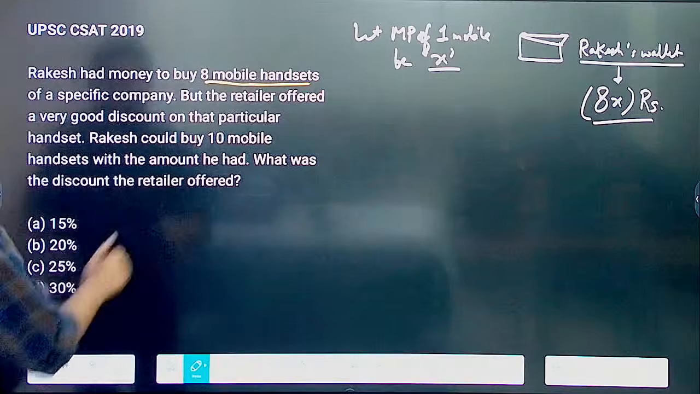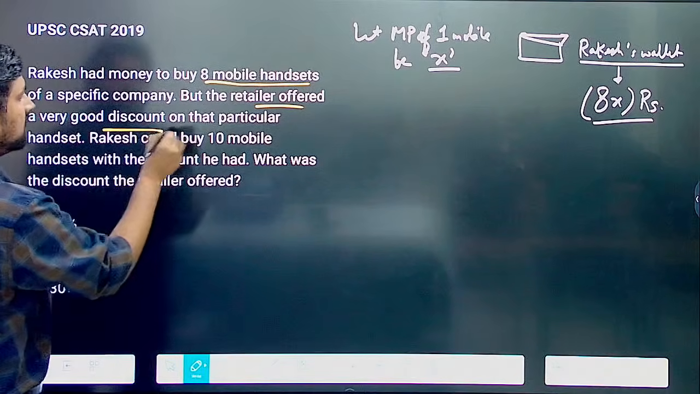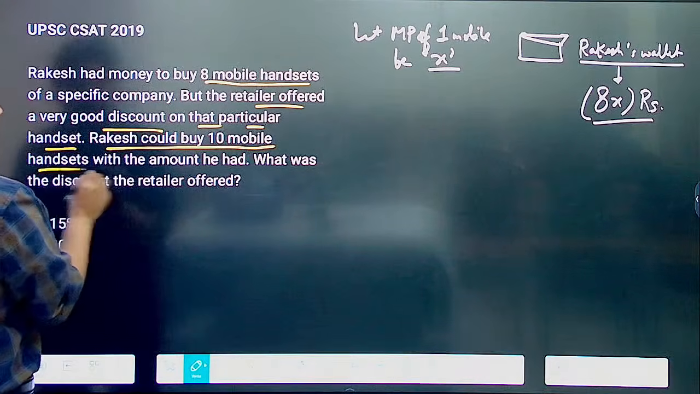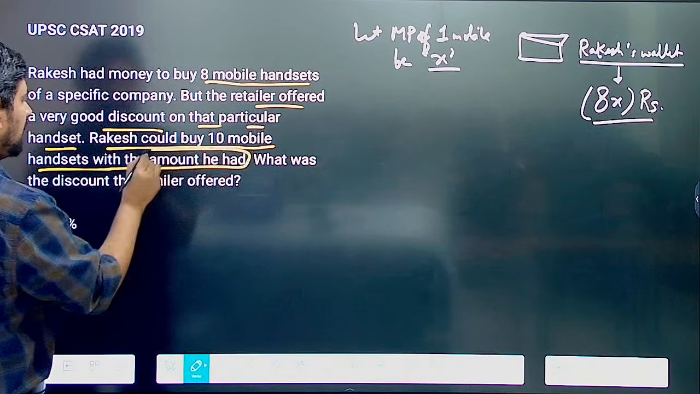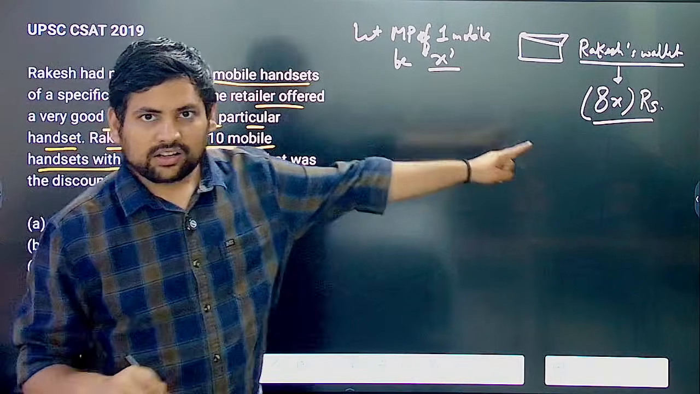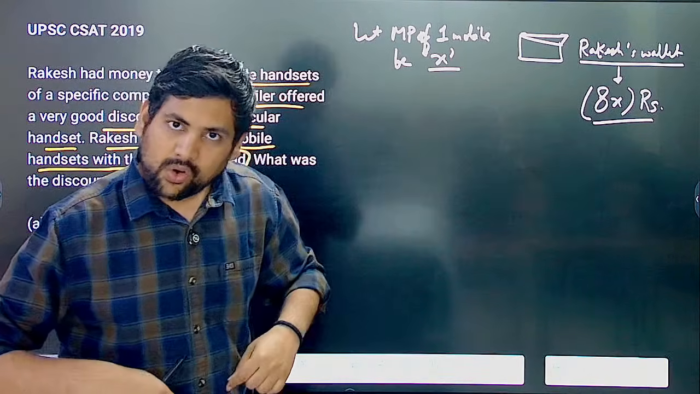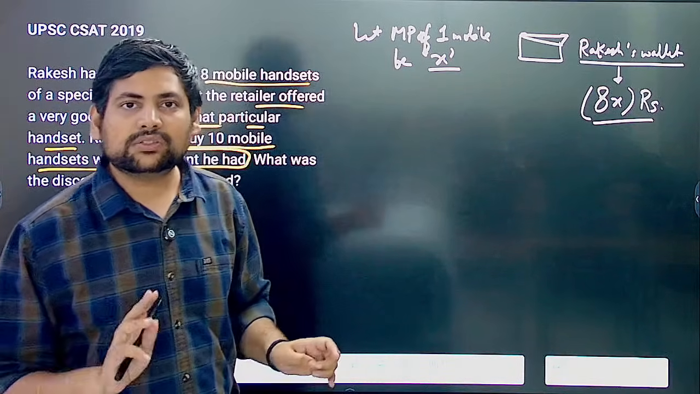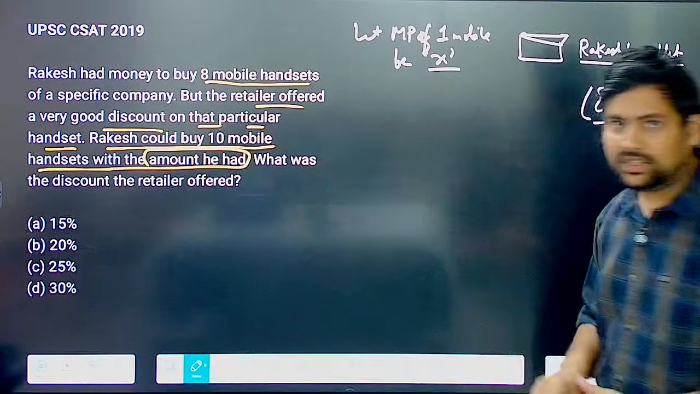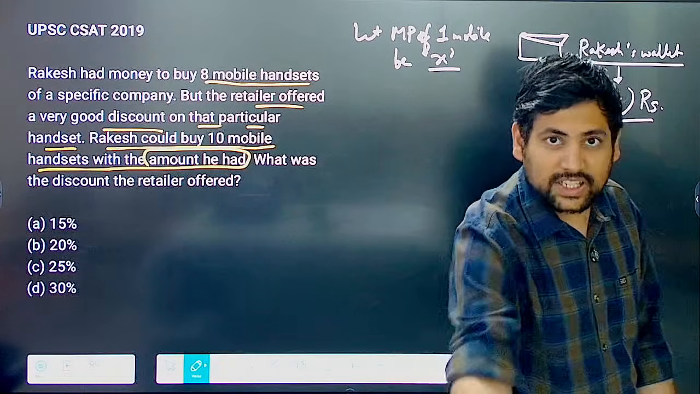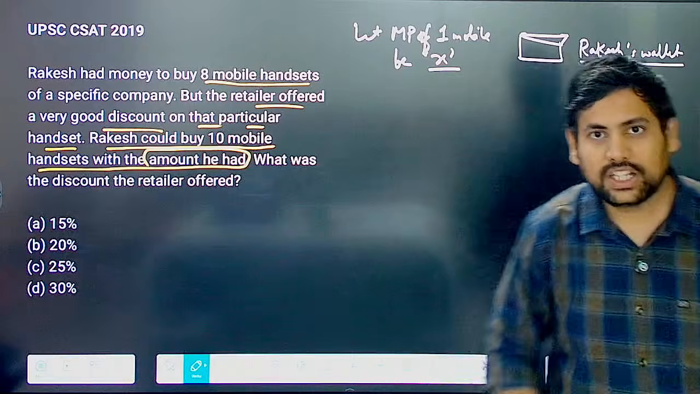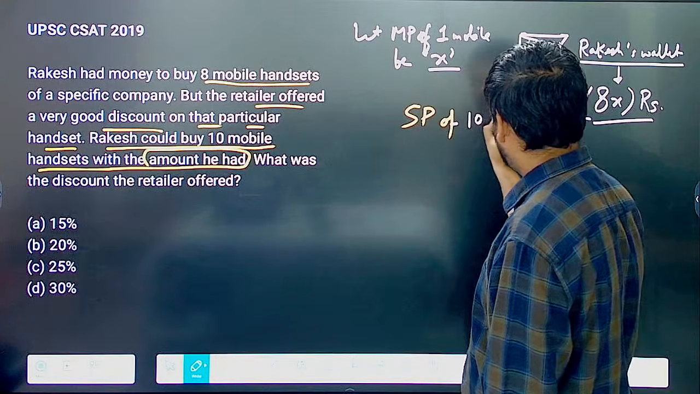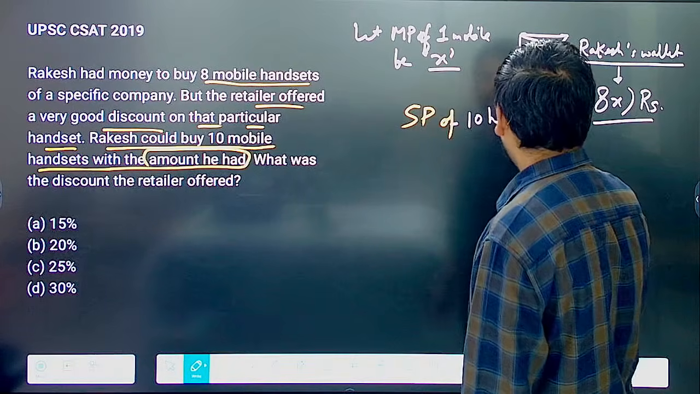Now, it says the retailer offered a very good discount on that particular headset. Then Rakesh could buy 10 mobile headsets with the amount he had. What amount he had? 8x rupees. And this is all what he spent to buy 10 headsets, because some discount was given to him. So this 8x rupees is what Rakesh took out of his pocket and gave to the seller. So this is the selling price of 10 headsets.